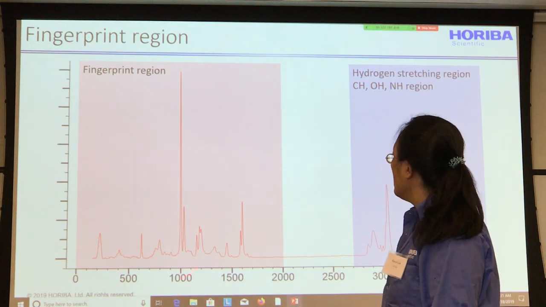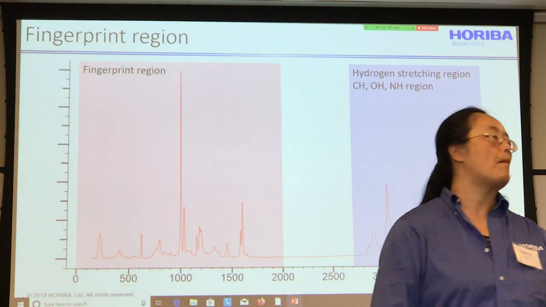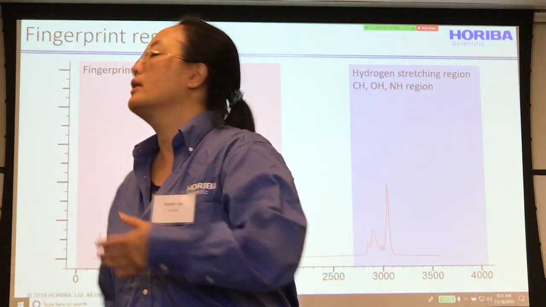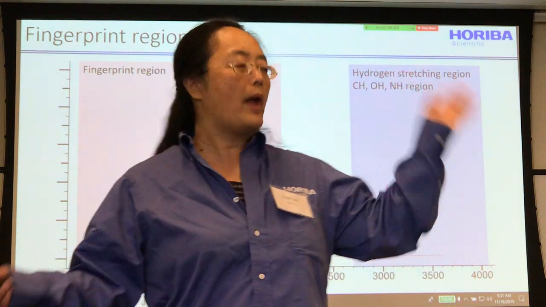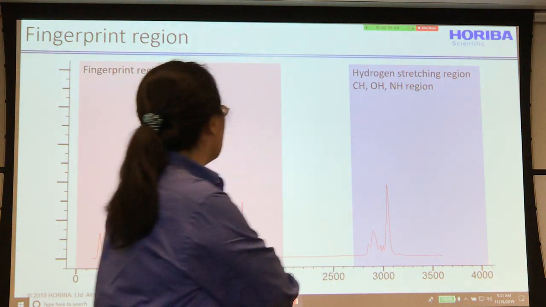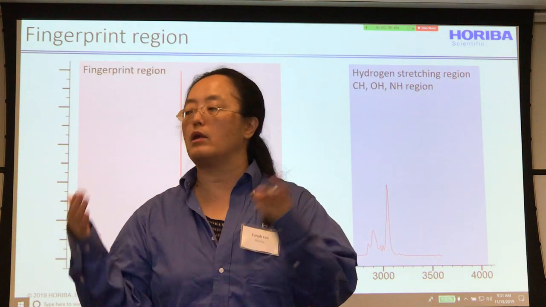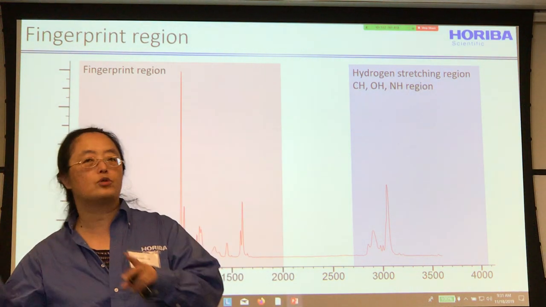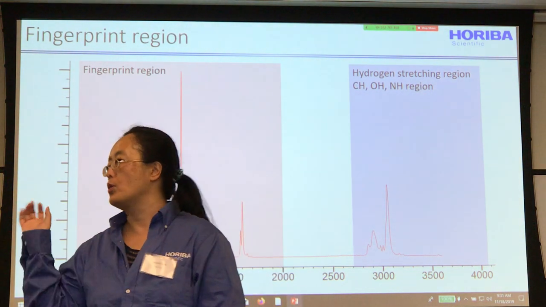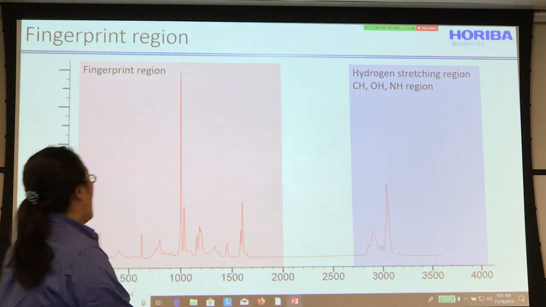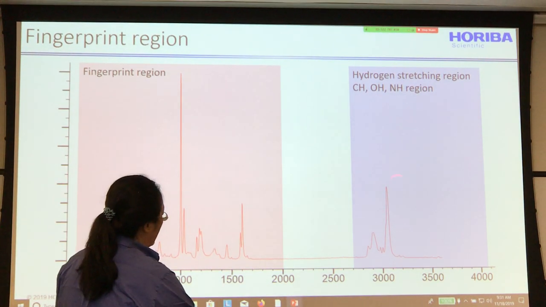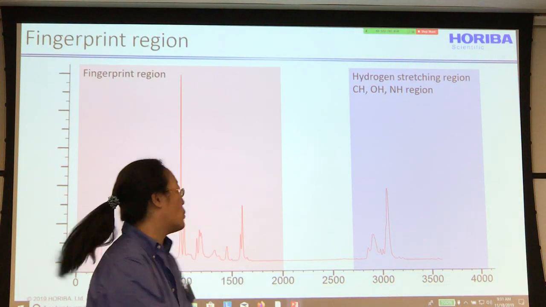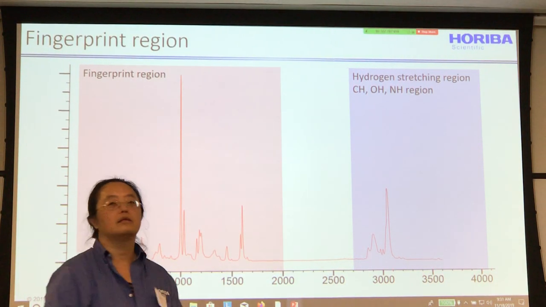Because this is where you get a lot of bands that are characteristic to each molecule, like aromatic groups, CH2 bending, and so on. So it's called the fingerprint region. If you read in a paper where people say fingerprint region, it usually means up to about 1800 or 2000 wave numbers. Okay? This is where it shows up CH, these are all CH, but then OH would show up here too.